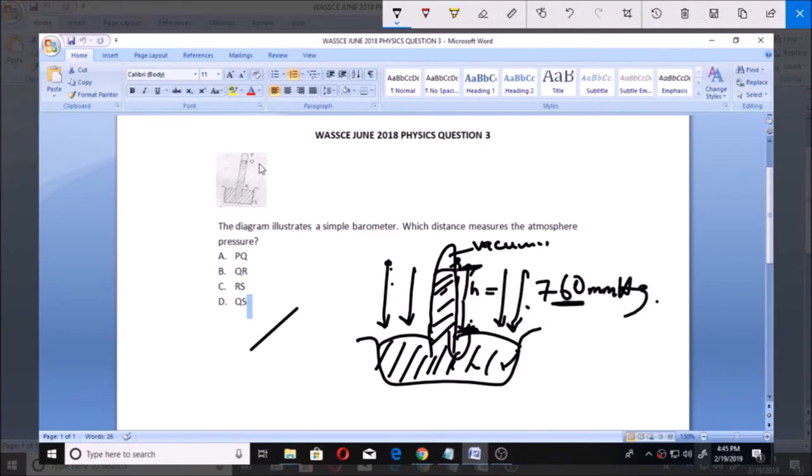So when you look at this, you see that here is P, here is Q, here is R, and here is S. So the actual height is QR. That makes B the answer to this problem, because B is where we have QR. So QR is B. That is the answer to this problem.